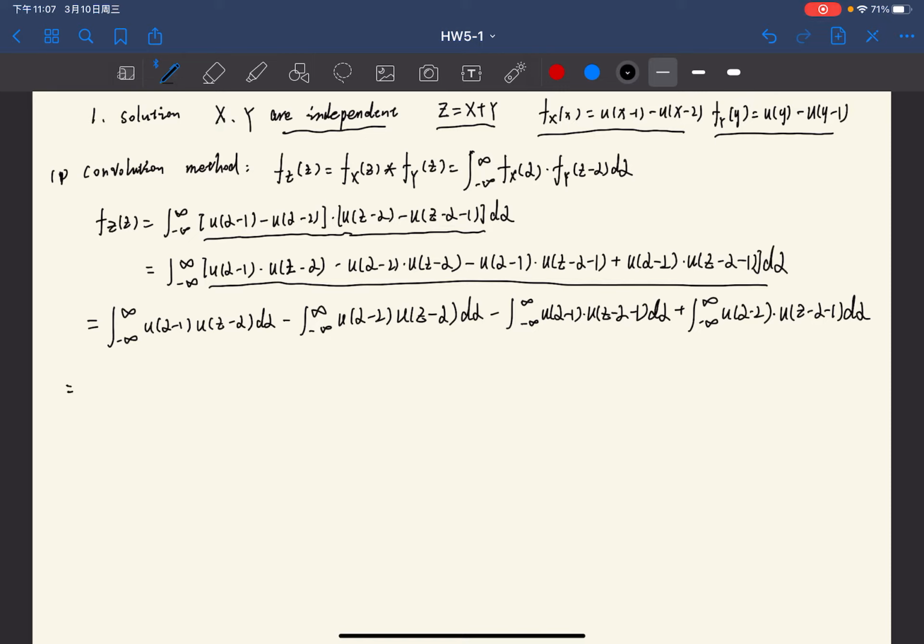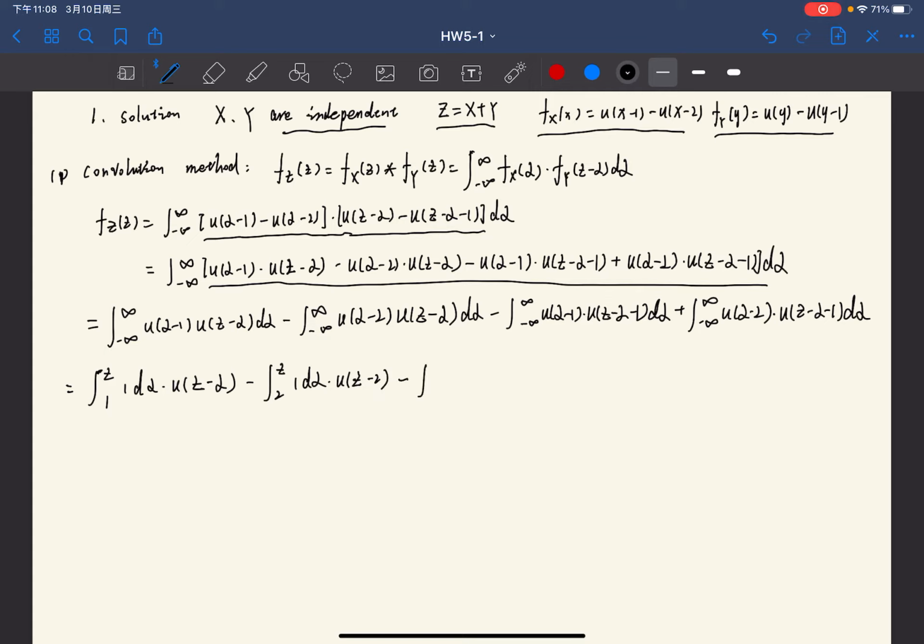And for the first part, we can find that the upper limit is z and the lower limit is 1. Because the step function's value is 1 when it is in its definition domain, this should equal the integral of 1 d alpha multiplied by u(z minus 1), and this is the first part. The second part can use the same method as the first part, which should equal the integral from 2 to z of 1 d alpha multiplied by u(z minus 2).